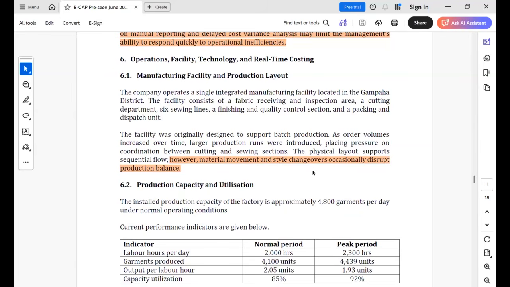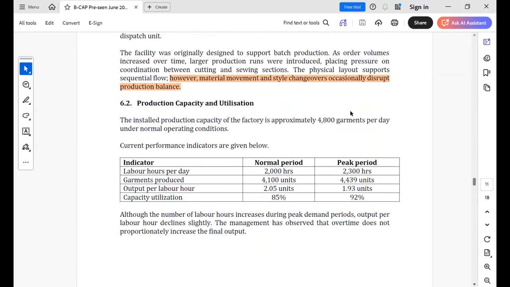Therefore, to keep the production flow undisrupted, you always try to minimize the changeover. This is another weakness, right? Then capacity utilization. The installed production capacity of the factory is approximately 4,800 garments per day under normal operating conditions. Current performance indicators are given below. So always remember to take calculators, right? I think calculators are allowed at the exam.